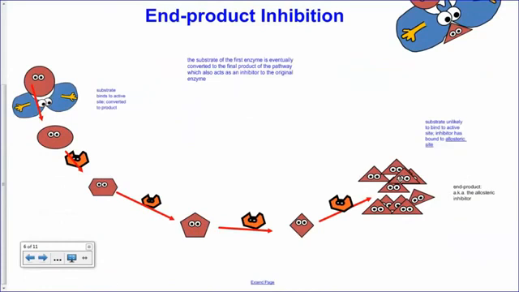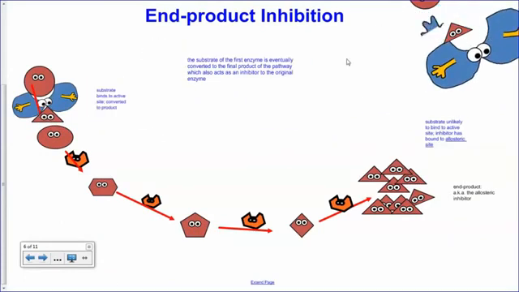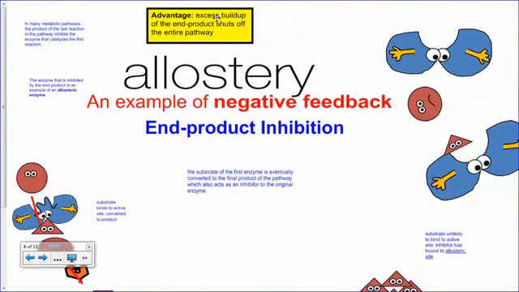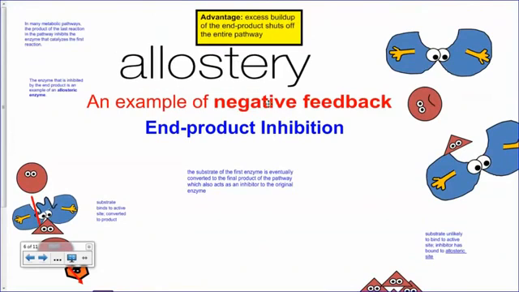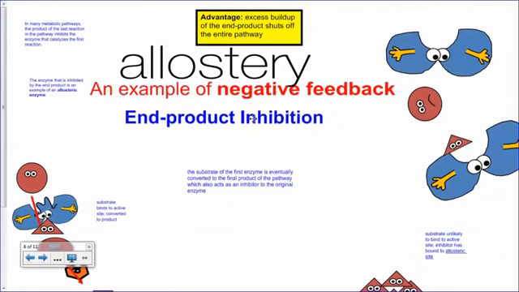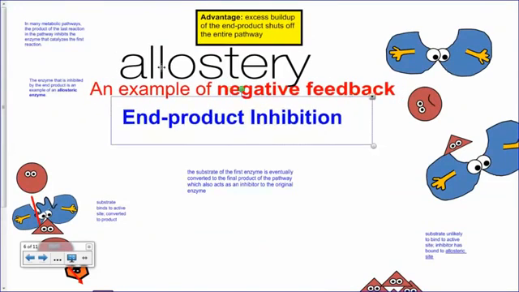So if this actually comes back and binds here, it changes the shape of this particular enzyme. I'm just going to match it over here. Now this substrate can't bind and it ends up stopping the entire thing. So it's just an example of negative feedback. So let's look at some of the words that are important here. It's called allostery. It's an example of negative feedback, and it's end product inhibition.